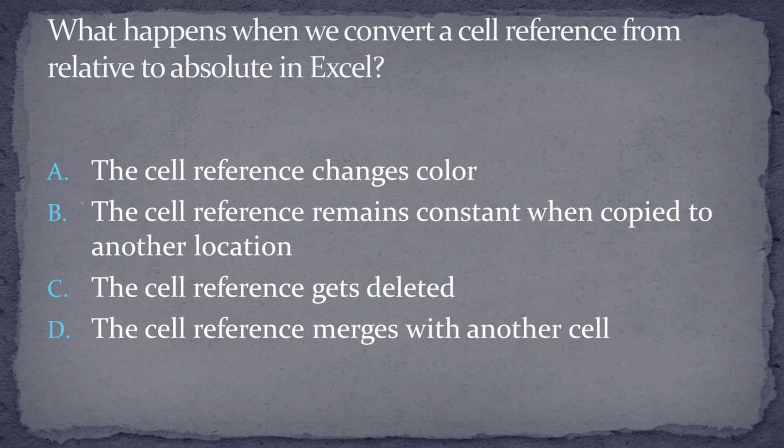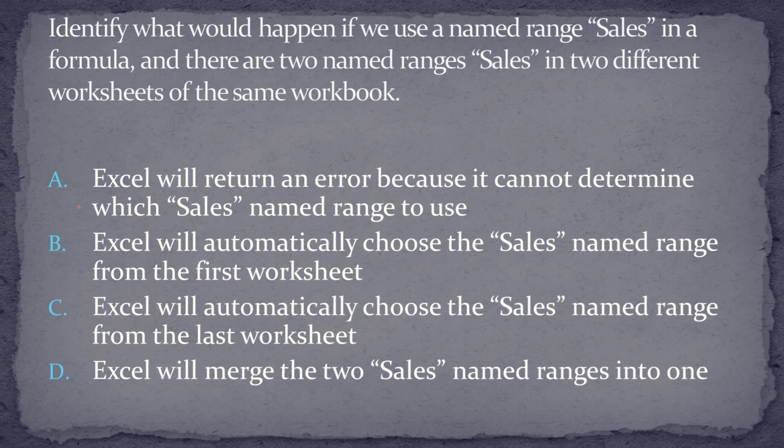What happens when we convert a cell reference from relative to absolute? So when we convert, what happens? The cell reference remains constant when copied to another location, right? Let's move ahead. Identify what would happen if we use a named range of cells in a formula and there are two named ranges of cells in two different worksheets of the same workbook. So what will happen? Excel will return an error, because it cannot determine which cells' named range to use. So let's move ahead.